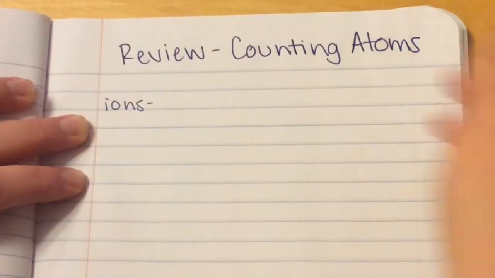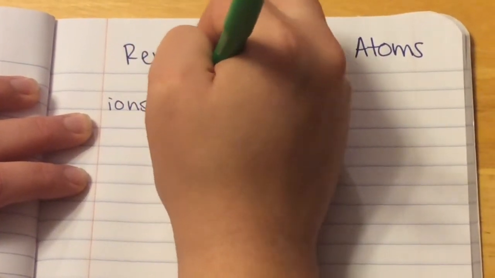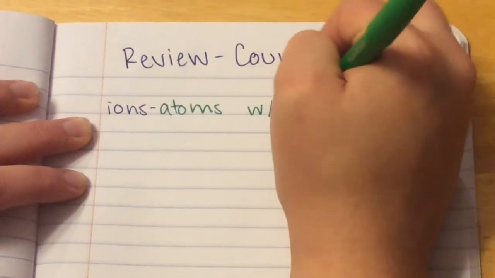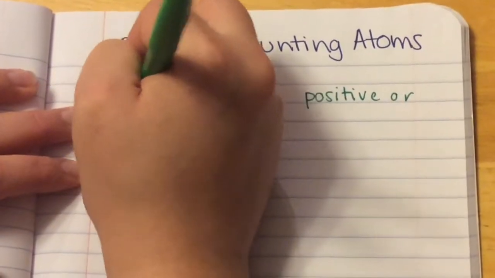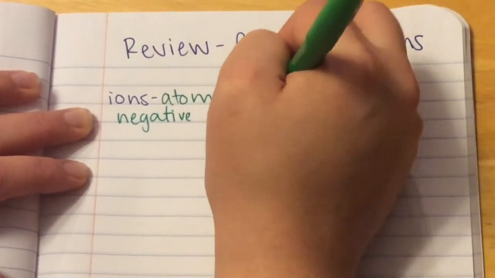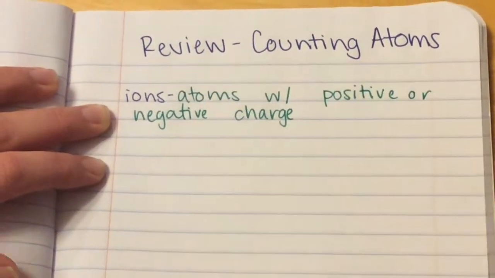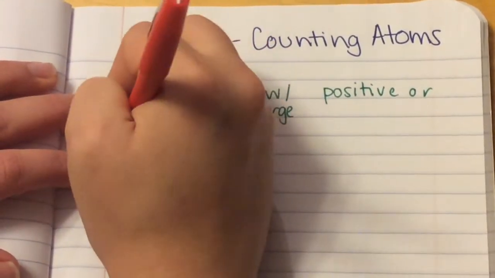First thing we're going to review is some things about ions and crisscrossing charges. So if we remember, ions are atoms with a positive or negative charge on them. And we look at the charges by looking at the periodic table and figuring out, is it going to be closer to 8 valence electrons to add or to get rid of valence electrons.